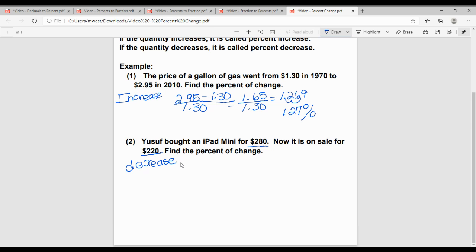So if we set that up and we get the difference, we've got 280 minus 220. And then we're going to divide that by the original amount. The original amount is going to be the 280 because that's where it started from. Then it went on sale to 220. So we're going to divide that by 280. And 280 minus 220 is 60. And then 60 divided by the original amount of $280 gives us the decimal of 0.2142. And if we move that twice, it's going to give us 21.4% decrease because the price went down.